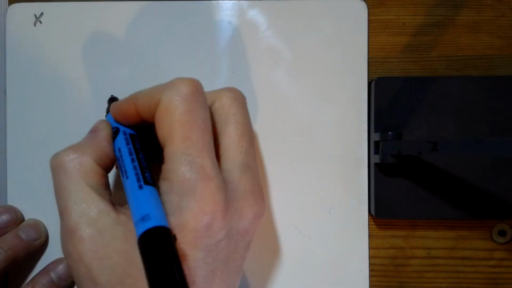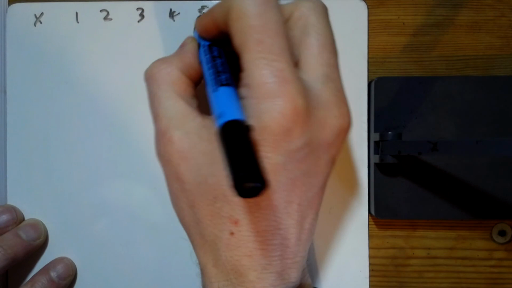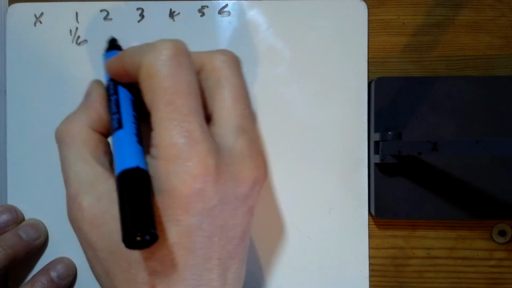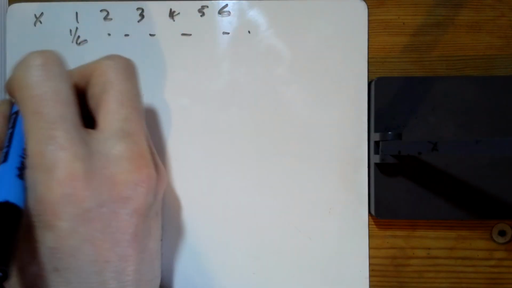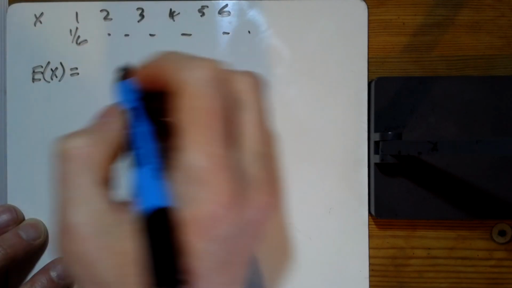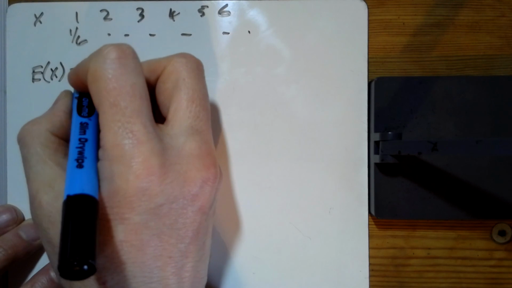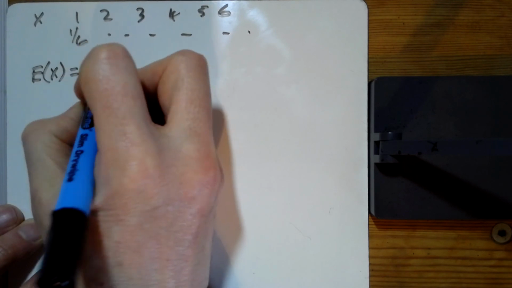So X is the score on a dice, a fair dice, so 1, 2, 3, 4, 5, 6. Probability 1/6 for each one there. So to find out the expected value of X, the mean of one throw, we probably know that one already, don't we? It's 3.5. 3.5 is the mean of the dice.